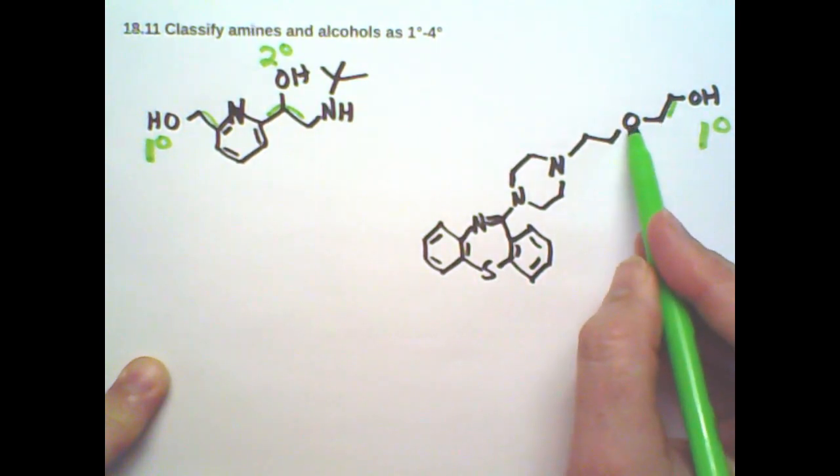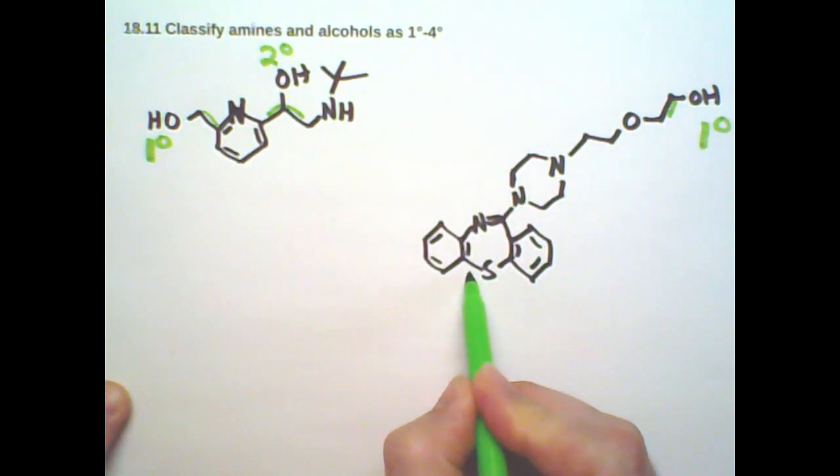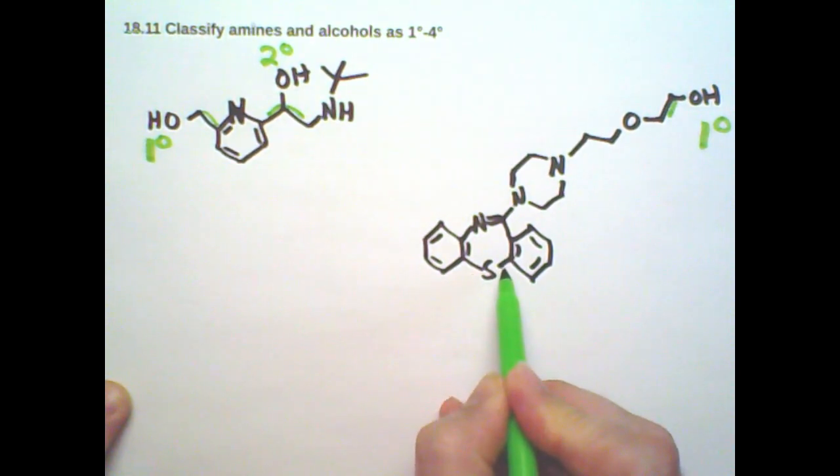This is part of an ether. We've got a sulfur. This is part of a thioether. Let's go on to the amines.